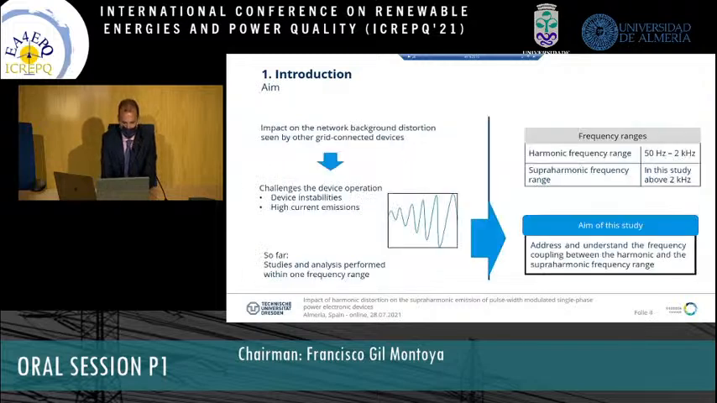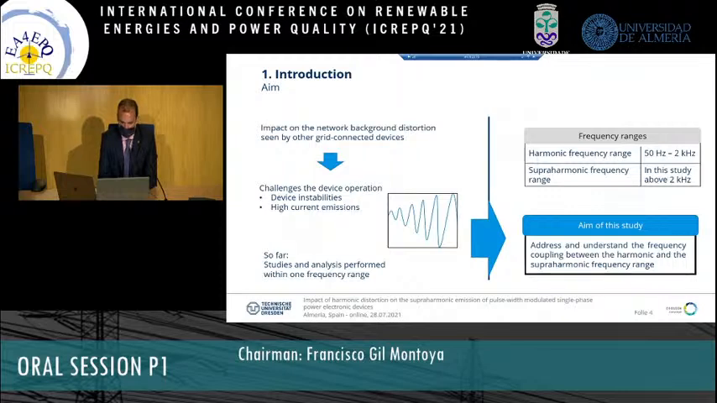The problem is that the impact of the network background distortion will change in relation to other grid-connected devices. So if we connect a lot of PE devices to the low voltage network, other PE devices will see a different and, let's say, even a stronger background distortion, which means that the operation of each individual device will be challenged. And that can lead to device instabilities and also, in general, just to high current emission.